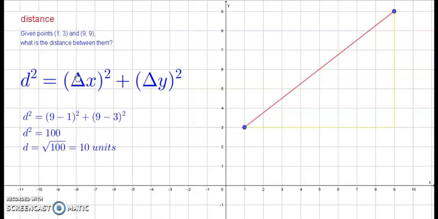Right, and just to highlight that that triangle means change. So change in x squared plus change in y squared is going to give me my distance squared. And so that's what we do here. So my distance squared is going to be the change in my x. So we started at 1, we ended at 9, right? So the difference is 9 minus 1.